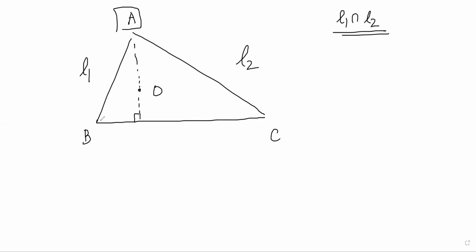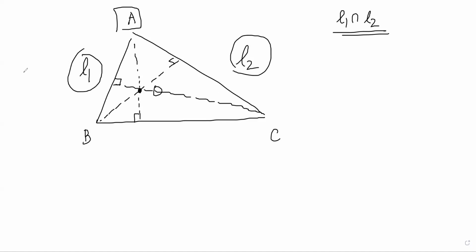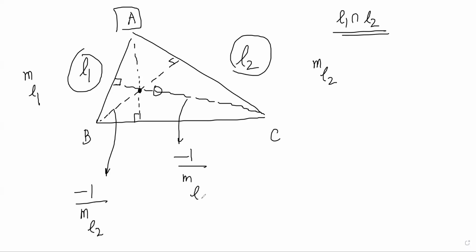What I can do is draw a perpendicular like this, and draw a perpendicular like this. Both the altitudes pass through O, so you already know one point on each line. And since I know the line equations L2 and L1, I know ML1 and I know ML2. Therefore, this slope would be minus 1 by ML2 and this slope would be minus 1 by ML1. And because of that, you know the line equations of these altitudes.